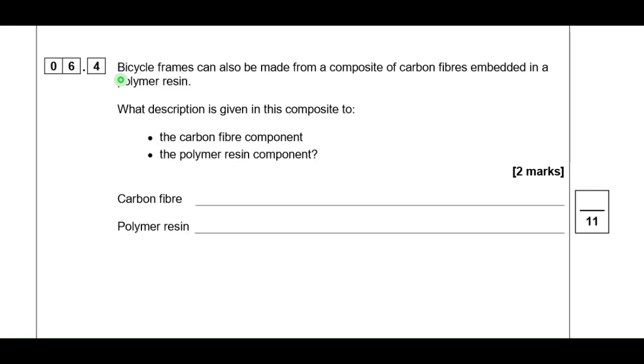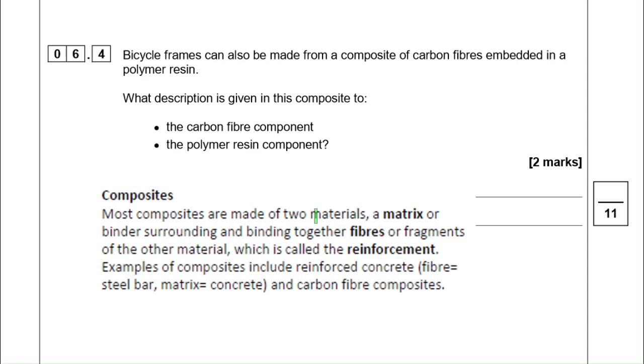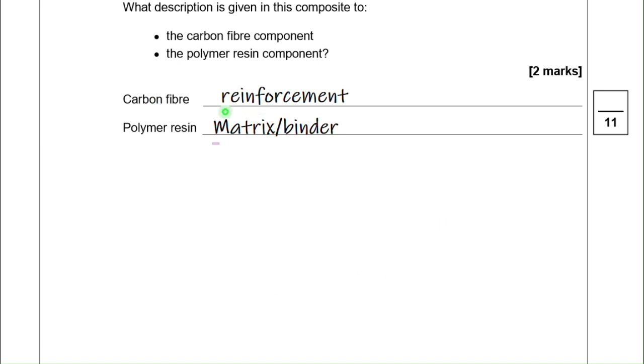6.4. Bicycle frames can be made from a composite of carbon fibres embedded in a polymer resin. What description is given to this composite, to the carbon fibre component and to the polymer resin component, for 2 marks? If we look at these notes here, most composites are made of 2 materials: a matrix or binder surrounding and binding together fibres or fragments, and this is called the reinforcement. Our carbon fibre would be our reinforcement, and the polymer resin would be the matrix or the binder. 1 mark for each, 2 marks.